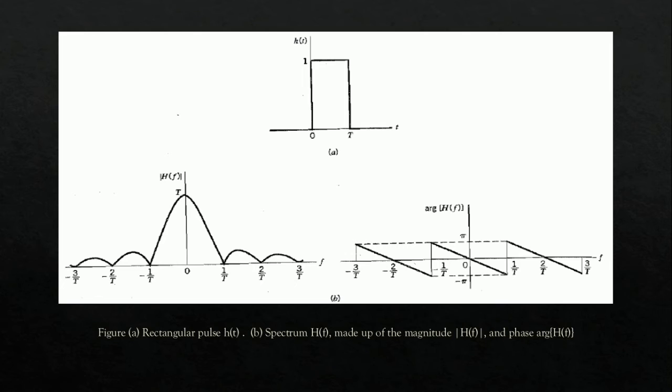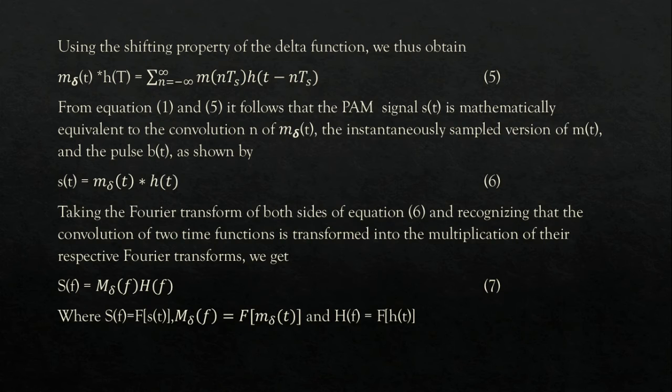In the figure, A shows a rectangular pulse h(t), whereas figure B shows the spectrum H(f) made up of the magnitude modulus of H(f) and phase argument of H(f). Using the shifting property of the delta function, we thus obtain m delta(t) convolution h(t) equal to sigma n equal to minus infinity to infinity m(nTs) h(t minus nTs). Let's take it as equation number 5.